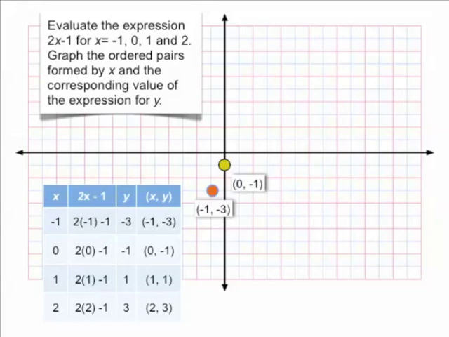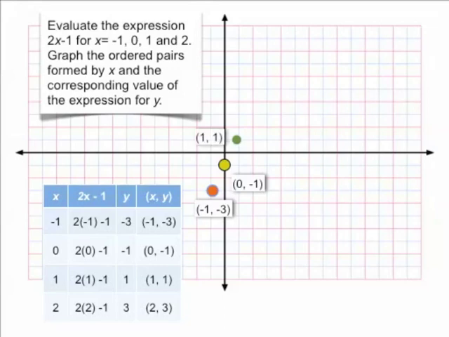Looking at our third ordered pair, 1, 1, and we'll start at the origin, 0, 0. First number tells us left or right. This time it's positive, so we're going to go right 1. And then the second number tells us up or down. It's positive, so we're going to go up 1. And there's our solution, 1, 1.